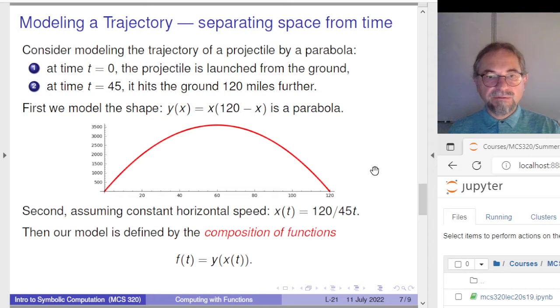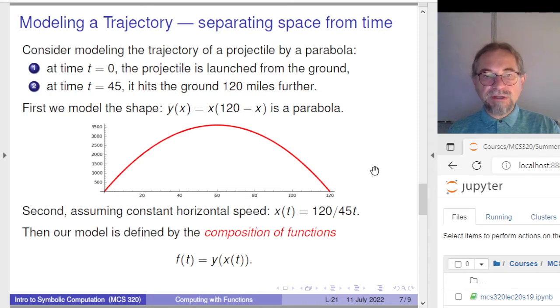If one defines the maximum altitude, then with the constraint of the parabola, that will also define how far the projectile gets. Okay, so that's the geometry. Then as far as the speed, it's a simple model. So we assume constant horizontal speed, and that defines then the formula for the inner function.